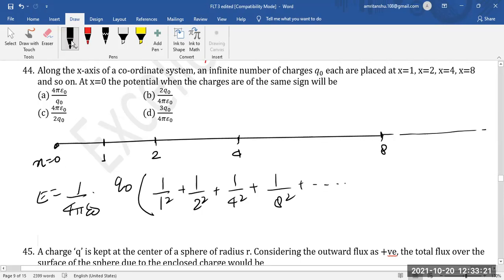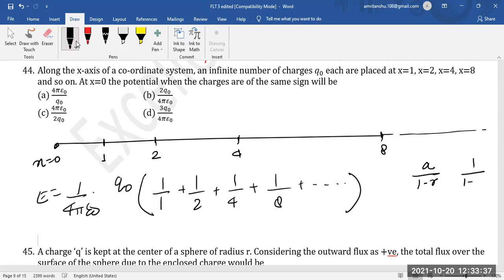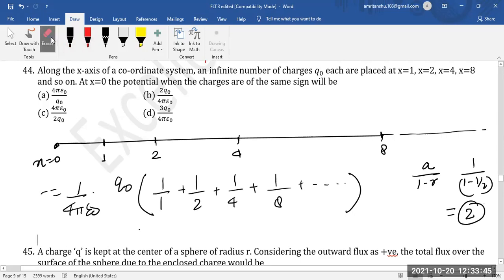Okay, I'm sorry, it is asking potential. So potential is going to be just this. When you solve this, this is basically a GP whose sum is a upon 1 minus r. So here a is 1, r is 1 minus 1 by 2. When you solve the GP, you get it as 2. So this is potential. I'm sorry, it's not electric field, it's a potential. So V is equal to 2 q naught upon 4 pi epsilon naught.